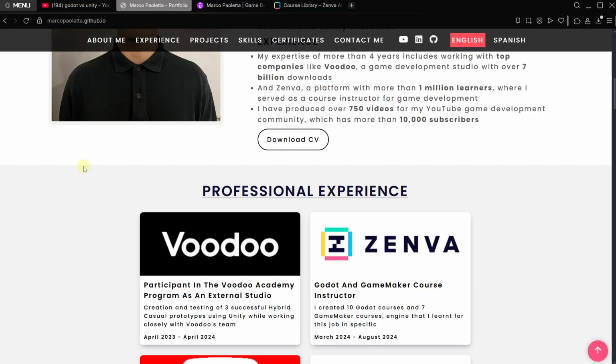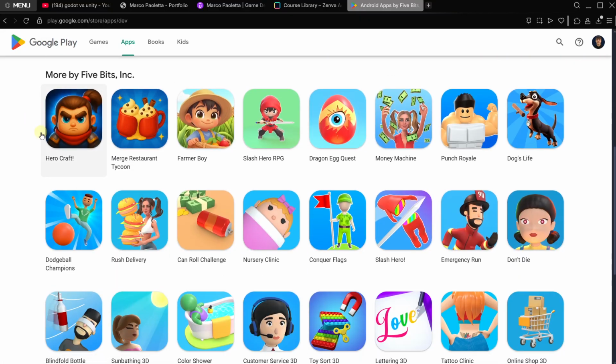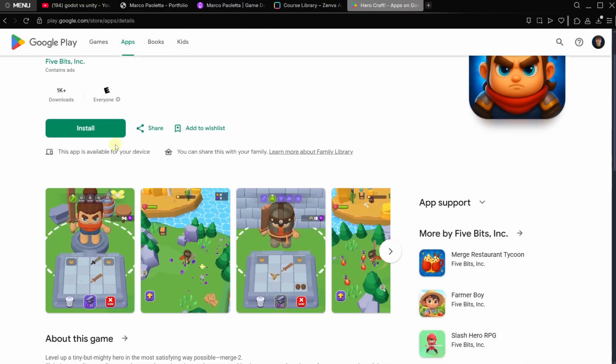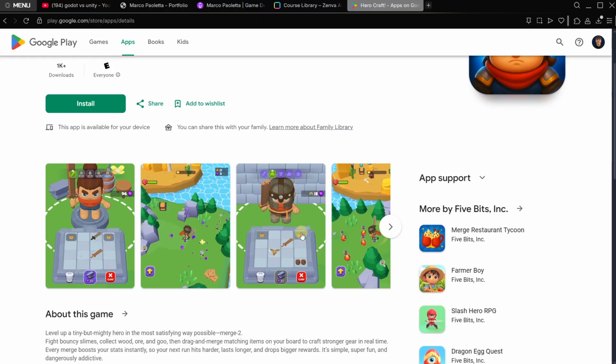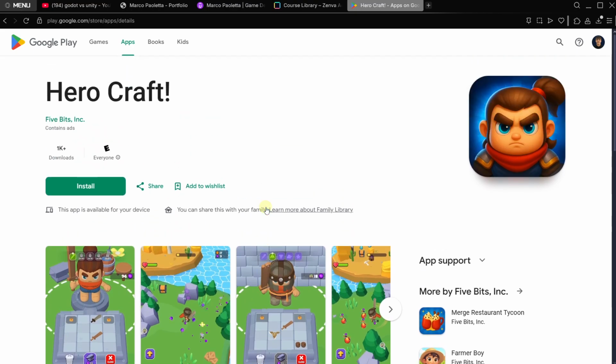But with Unity, you have way more opportunities. Here's my professional experience, though this portfolio is outdated. Currently, I'm working in a company that creates casual and hybrid casual games. We specialize in this type of games that you have probably seen literally everywhere. For example, our latest release right now, HeroCraft, a game that combines an RPG with merge gameplay, so it's pretty interesting.